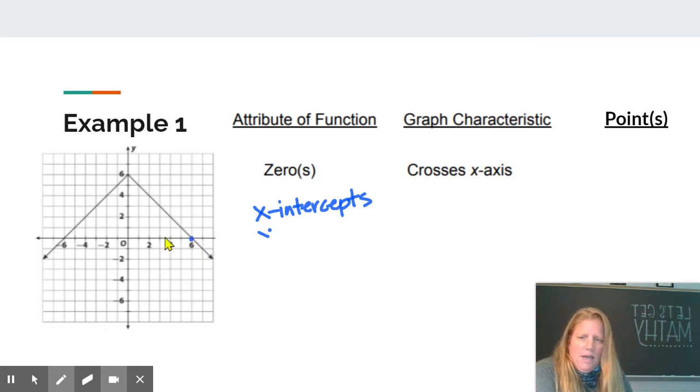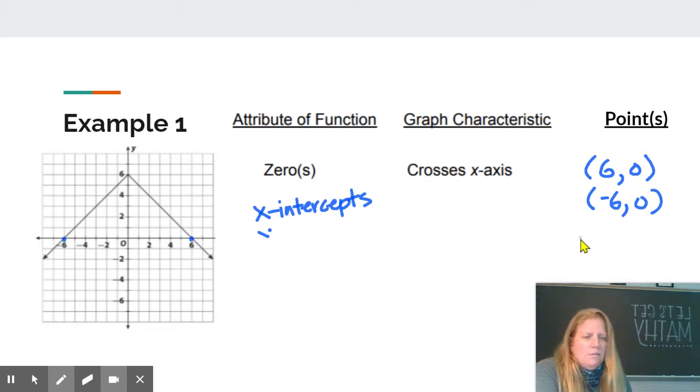So if we look at this graph, we can see that we have two x-intercepts. One is at -6, one is at 6. So you have two values here, (6, 0), as well as (-6, 0). So I ask you guys to ponder, why do you think they're called zeros?